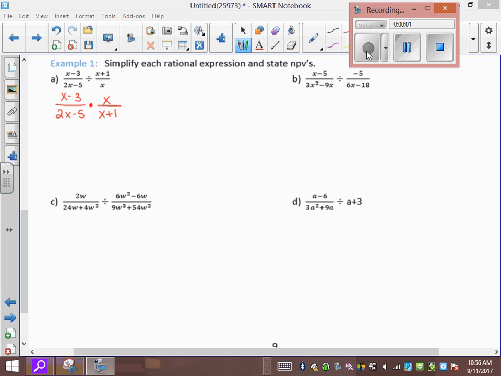We flipped it, but we only flipped the right side. And we stayed NPVs for everything but the top left, because this was in the denominator, x, and now x plus 1 is. So we have x minus 3 in brackets. Can't do anything about that. We have an equal sign because this rational expression equals this one. 2x minus 5 is in its own brackets, x in its own brackets, x plus 1 is in its own brackets.